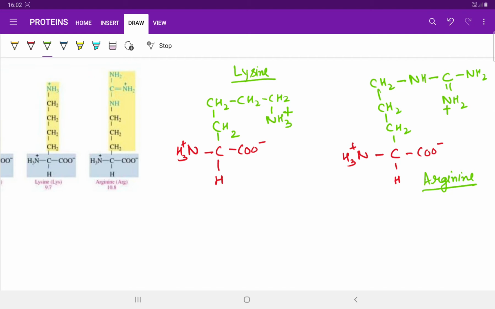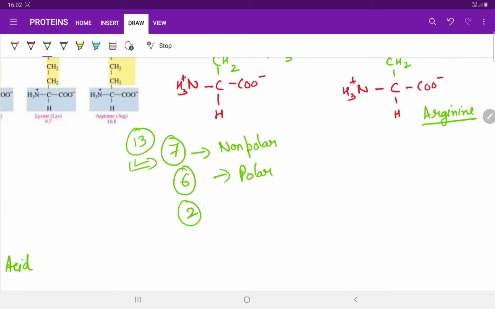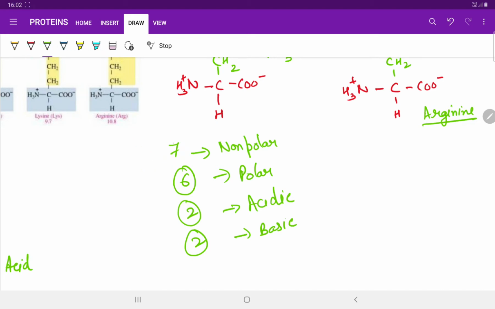So in total we are having 2 structures for acidic amino acid and 2 for basic amino acid. Previously we had learned the structure of 13 types of amino acid, in which 7 were for non-polar, 6 for polar, and now 2 for acidic and 2 for basic. So in total now you can easily draw at least, see here, 17 amino acids.